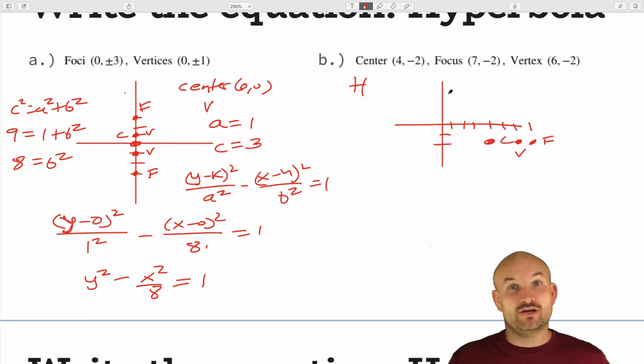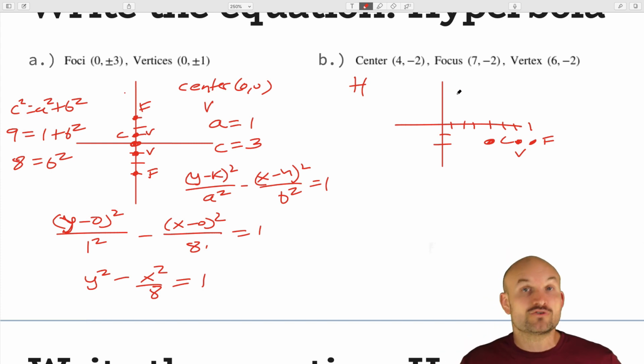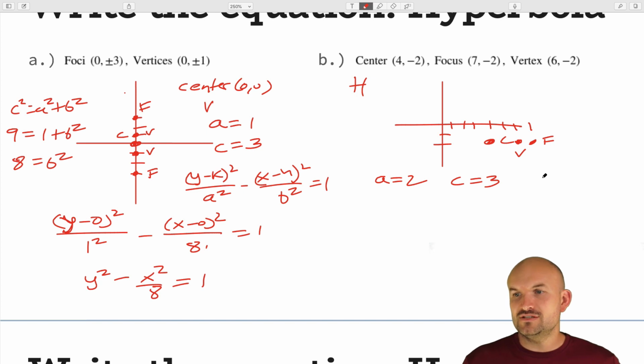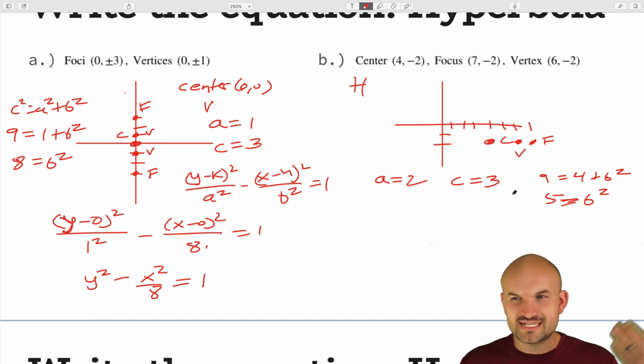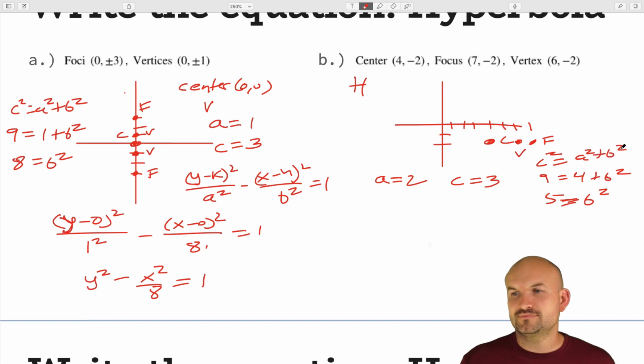So therefore I know now my equation is going to have the a under the x squared, right? Also, from this case, I can identify that a is going to equal 2, right? So from the center to my vertex is 2, and c is going to equal 3. So again, using c squared equals a squared plus b squared, I'm going to have 9 equals 4 plus b squared. Okay, so 5 is equal to b squared. I'm just using the same formulas, so I'll just write that: c squared equals a squared plus b squared.